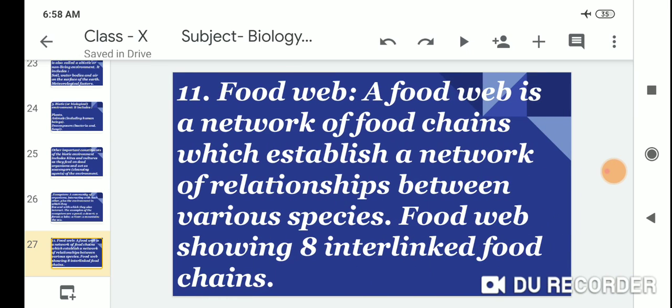Next one is food web. A food web is a network of food chains which establishes a network of relationships between various species. The food web shows eight interlinked food chains.